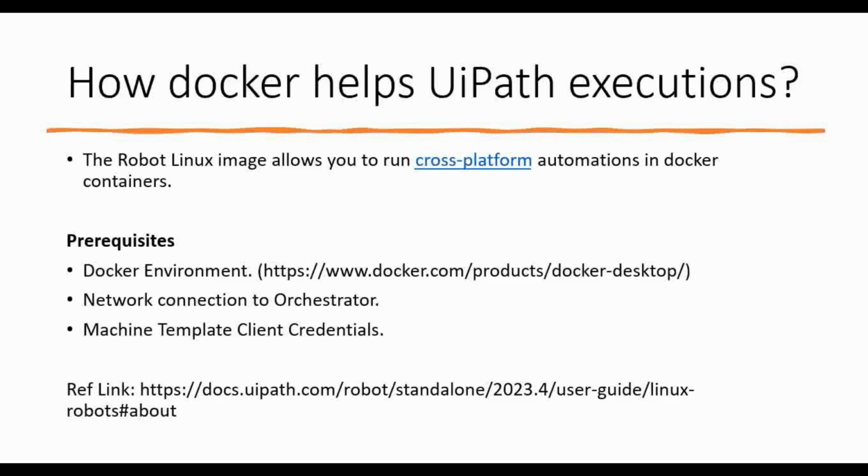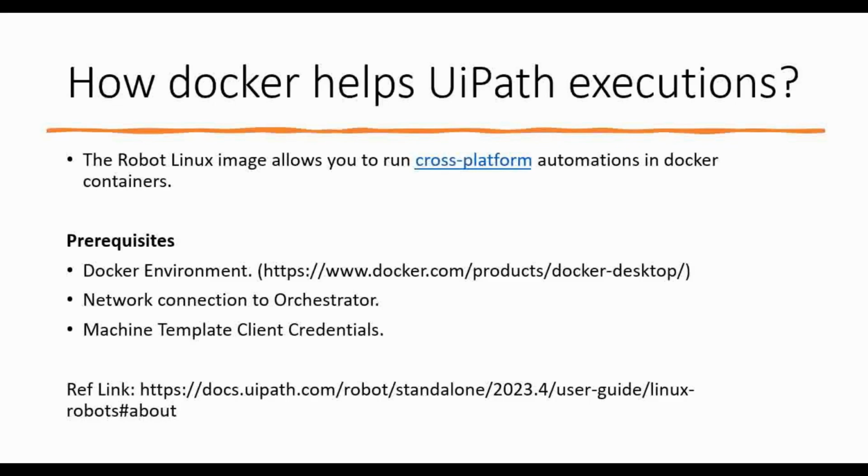The robot Linux image allows you to run cross-platform automations in a Docker container. So how can you execute your cross-platform automations in a Docker container? You can directly use the robot image that is available, and you just need to run it. Okay, so there are some prerequisites.